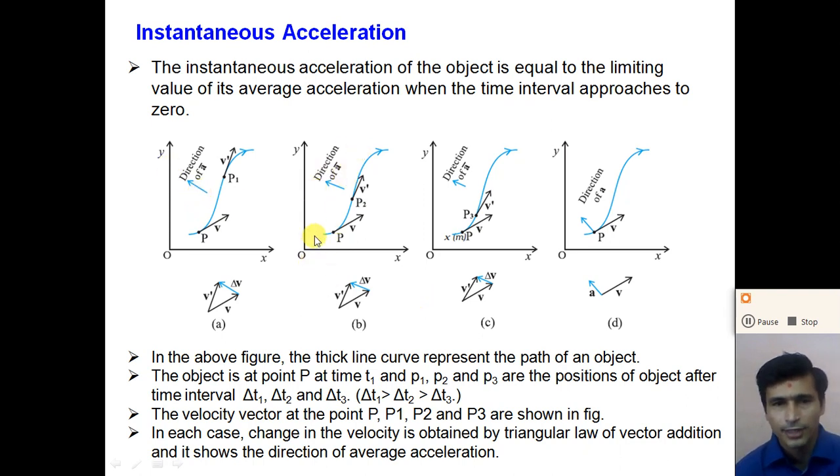Similarly, if we take v and v dash, at p and p2, which is closer than p and p1, limiting the value of delta t, p and p3, we can find the direction of the average acceleration. But as the time interval delta t is very small, delta t tends to 0, we can find the direction of the acceleration in this direction. It is perpendicular to the velocity, right? So understand the instantaneous acceleration.